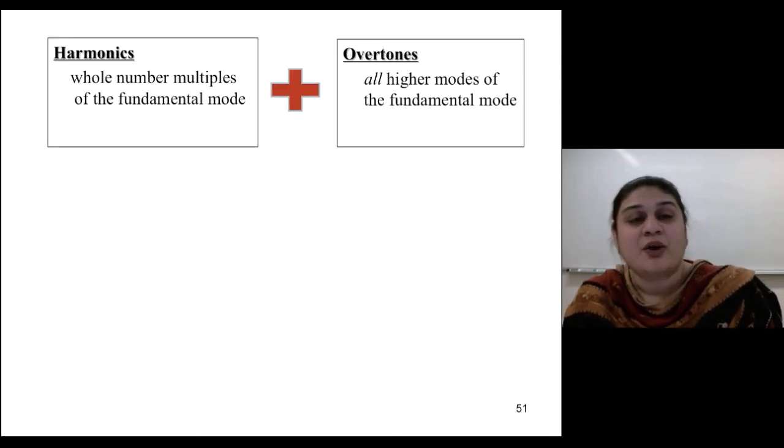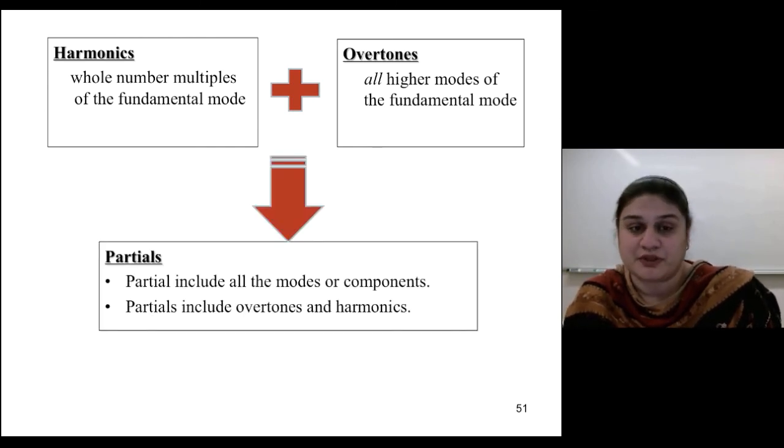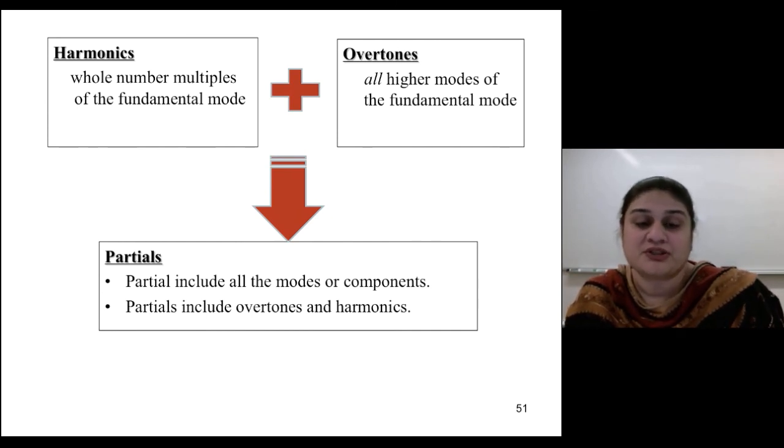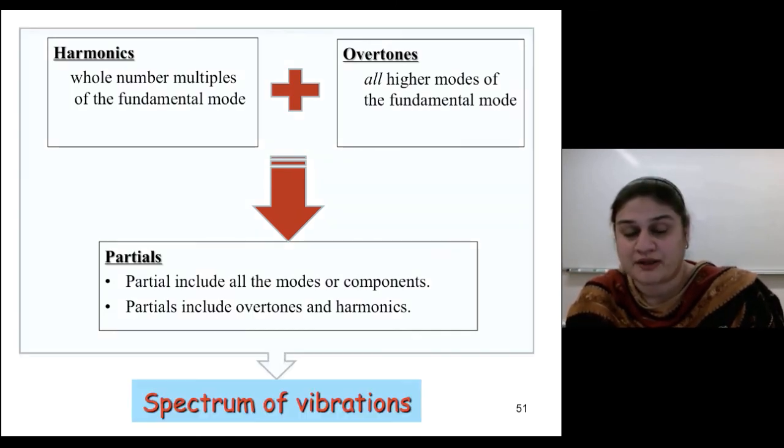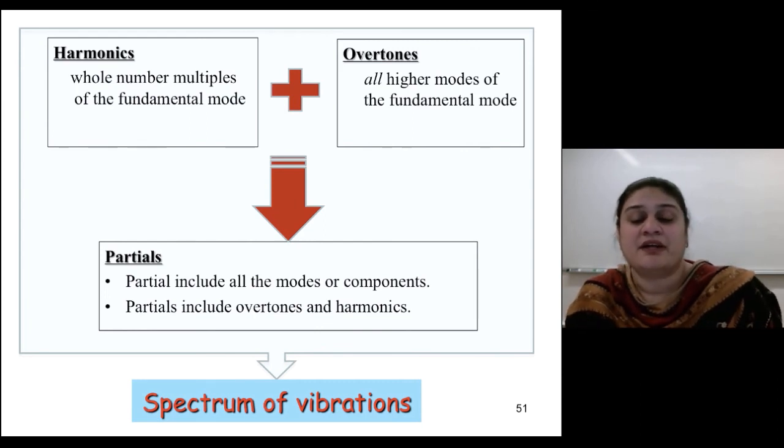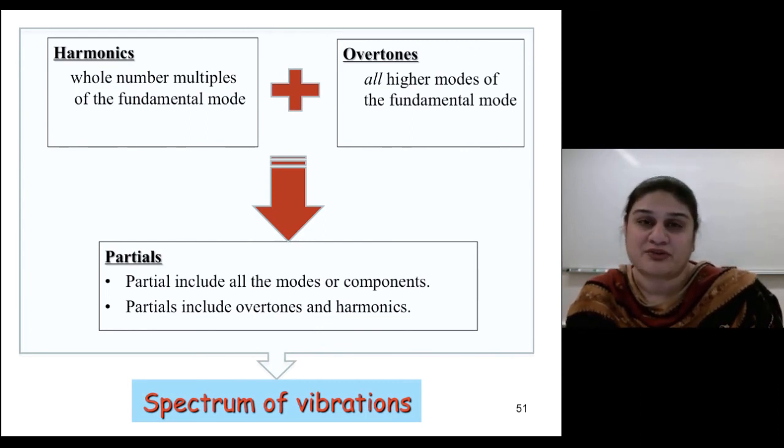Harmonics are whole number multiples of the fundamental mode. Overtones are all higher modes of the fundamental mode, and partials include all modes or components. Partials include all overtones and harmonics. All together, they form something called a spectrum of vibration.